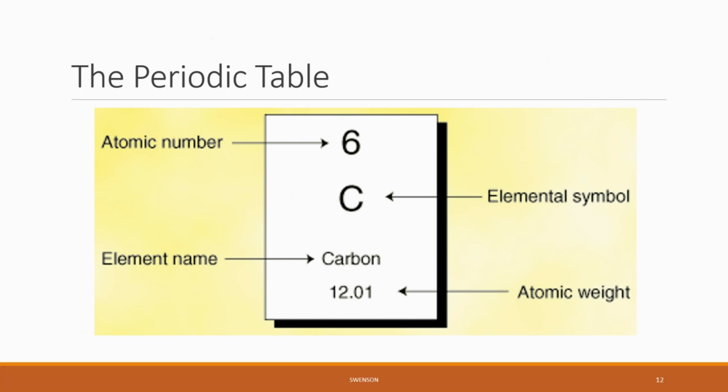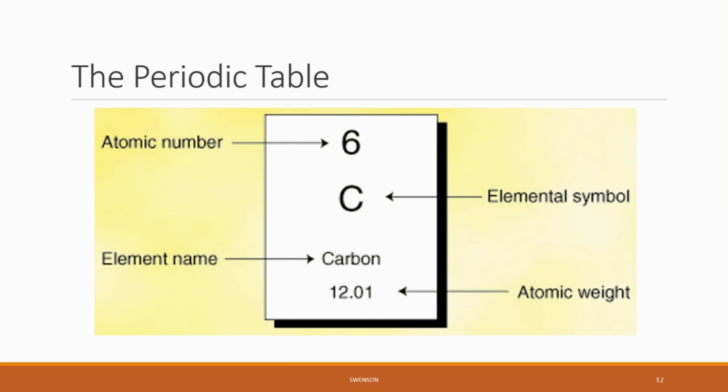Taken from the table is carbon, denoted by the letter C. At the top of every element is the number of protons, called the atomic number. At the bottom is the atomic weight. The atomic weight takes the average of the atom's mass of an element as found on Earth.